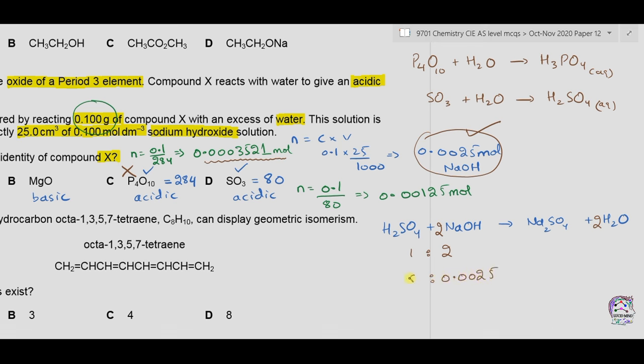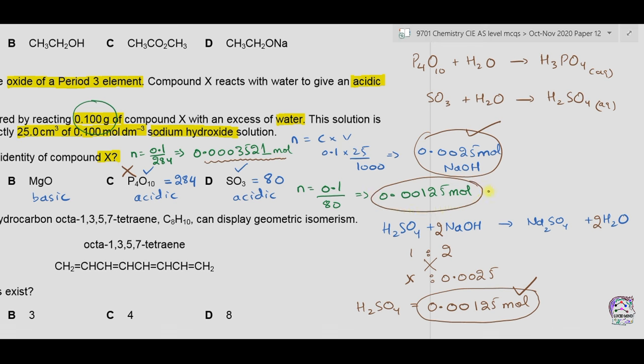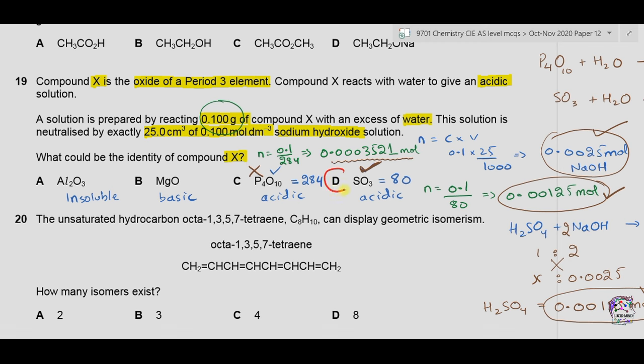So the number of moles of sulfuric acid that will be neutralized would be X. So by cross multiplying, we can find the number of moles of sulfuric acid, which comes equal to 0.00125 moles. As we can see that the number of moles is the same as the number of moles of sulfur trioxide given, so sulfur trioxide is the correct option. The answer to this question is therefore D.